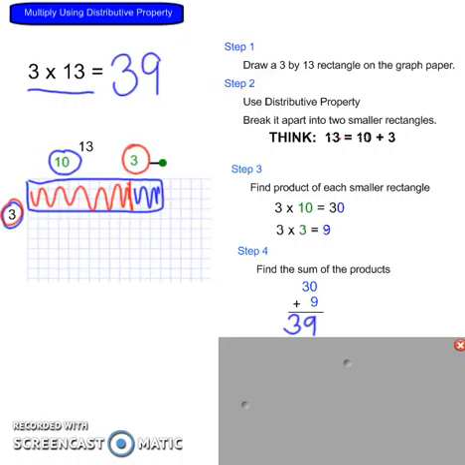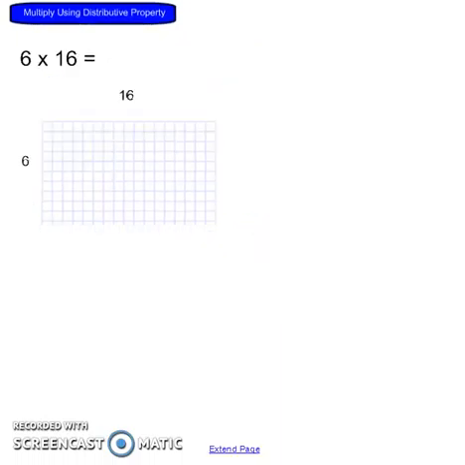Let's do one more just to make sure that we've got it. All right, again, I'm going to start by drawing my larger rectangle. I'm going to go down 6 here on the side, and I'm going to go across 16 and close out my rectangle. There it is. Now I need to break my 16 down into my two parts.